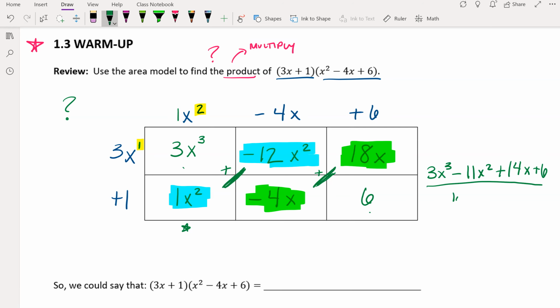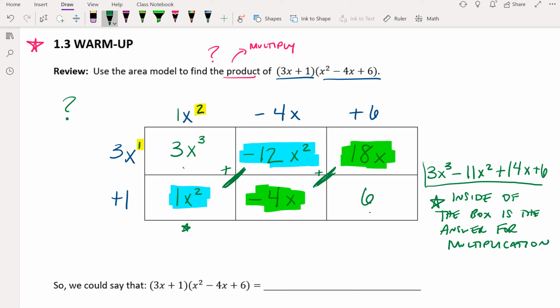The inside of the box, make a note of this, please, on your paper, in your notes. Inside of the box is the answer for multiplication. That's important for today. Okay, the inside of the box is the answer for multiplication.